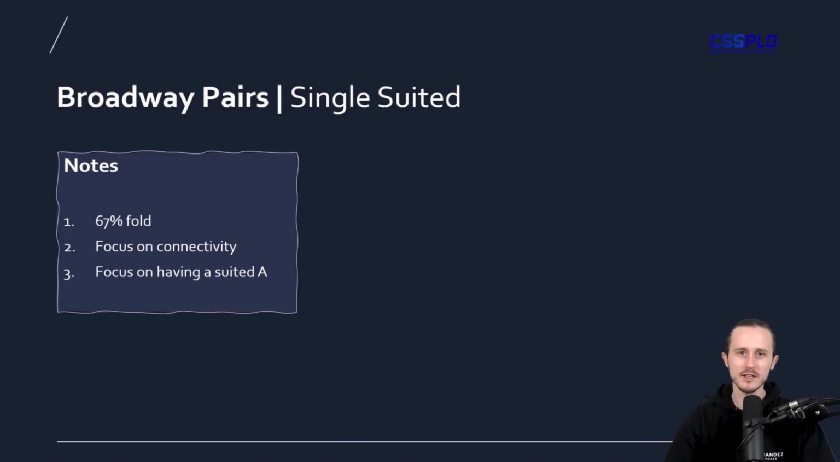First of all, let's kick things off by looking into the Broadway single-suited pairs. There are some notes on the left side first to start off with. We're folding 67% of all these combinations. So imagine you open raising the cutoff with any of the Broadway pairs that is single suited. You face a squeeze and now you're supposed to fold 67% of the time. It is a massive number. You should focus on a lot of connectivity and focus on often also having a suited ace and a chance to block aces there.